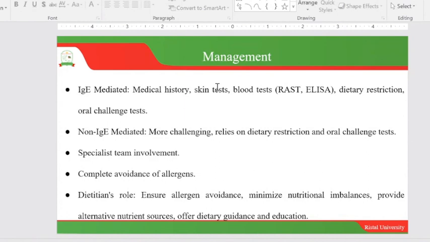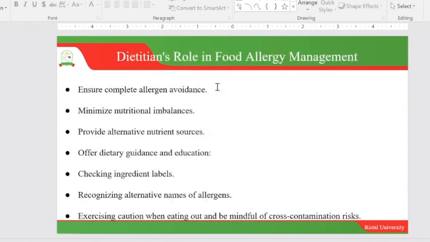All those factors trigger the release of immunoglobulin E, which in turn releases the antibodies to fight the food that is brought into the body, and those reactions bring about the allergic reaction that we see physically. Also, the dietitian's role is to ensure allergen avoidance, minimize nutrition imbalances, provide alternative sources of the nutrients, and also offer counseling, guidance, and education to these people.